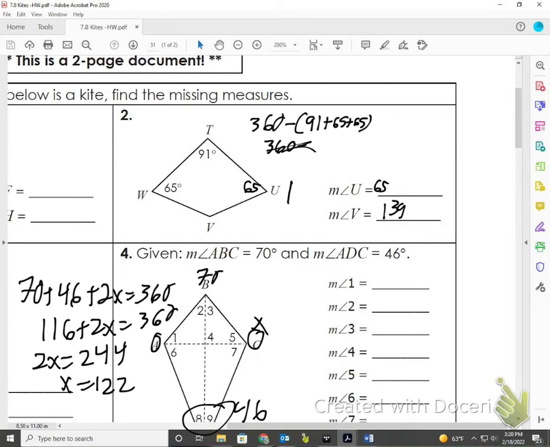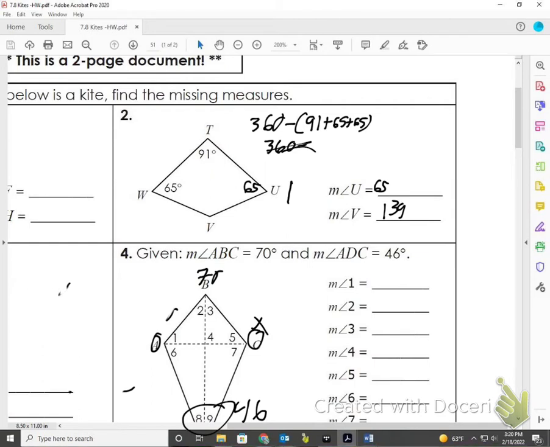Okay, now we know that 5 and 7, 1 and 6 have to add up to 122. So when we start labeling them, we know 4 is going to be 90. Okay, so I'm going to erase this right here just because we've already done that. We know 4 is going to be 90 degrees. And so let's just focus on that triangle, 3, 5, and 7.